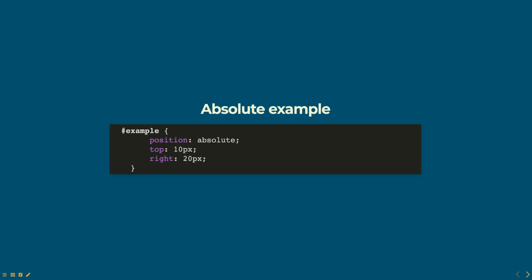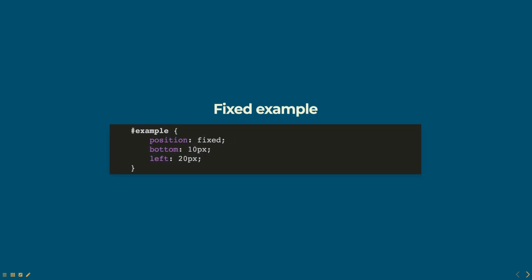Absolute: the element is positioned relative to the nearest positioned ancestor element instead of the viewport like fixed, but still removes it from the normal document flow. In this example, the element with an ID of example is positioned relative to the nearest positioned ancestor element and is offset 10 pixels down and 20 pixels right.